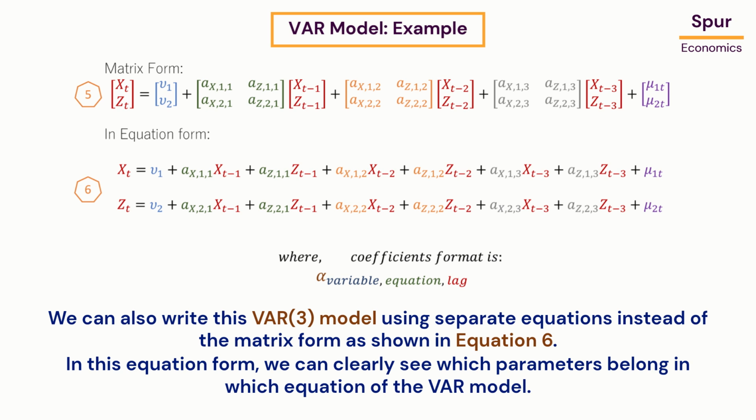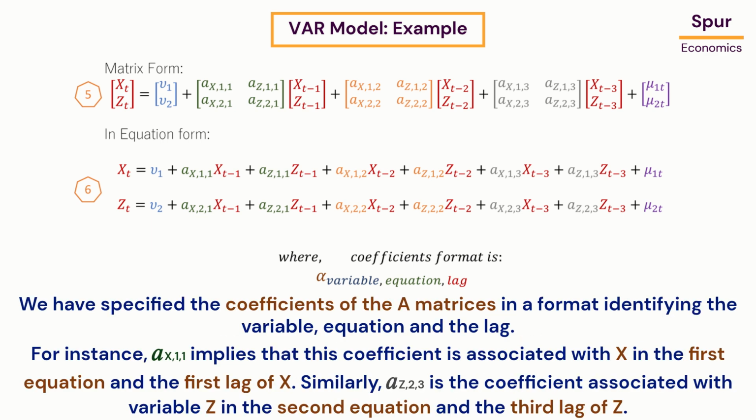We can also write this VAR-3 model using separate equations instead of the matrix form as shown in equation 6. In this equation form, we can clearly see which parameters belong in which equation of the VAR model. We have specified the coefficients of the A matrices in a format identifying the variable, equation, and the lag.